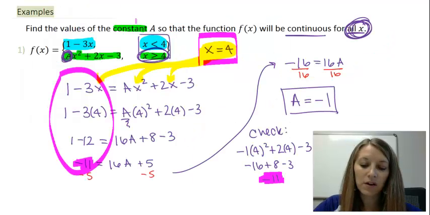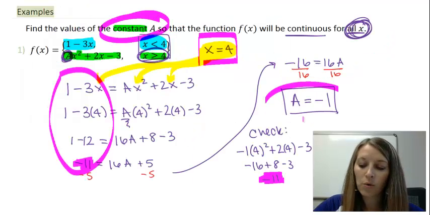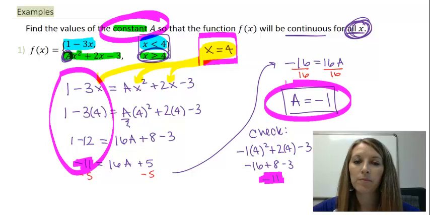So we have just figured out what our constant a is, and so we have figured out the answer to this problem. This is the last specific example that I have over this homework, and now you should be able to finish any type of homework problem talking about continuous functions.